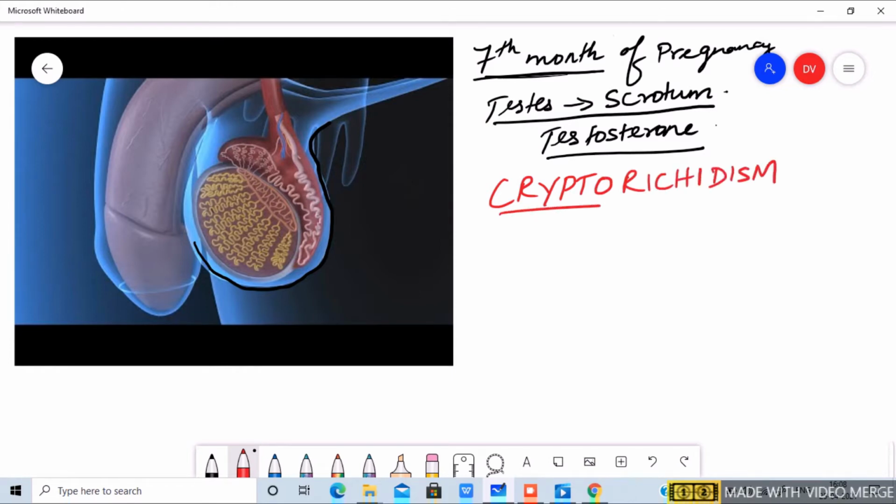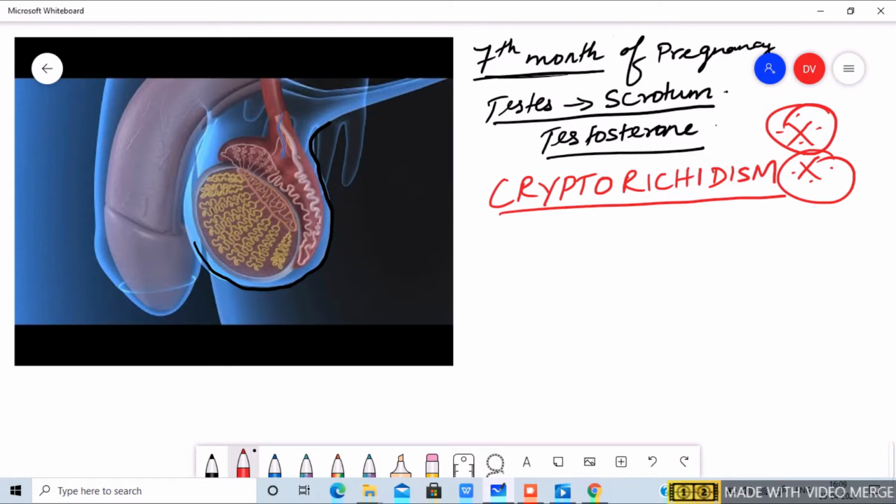Alright, so crypto means hidden, orchido means testis. So it's like that of a hidden testis, because it is not properly descended into the scrotum. This is one of the very important questions. And guys, while I discuss, I'll also be telling you the important questions to expect as well. Whenever I use the symbol important, it means it's very important. Alright guys, so that's about cryptorchidism.